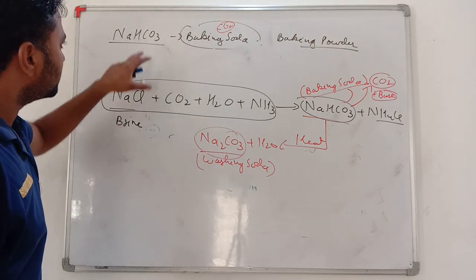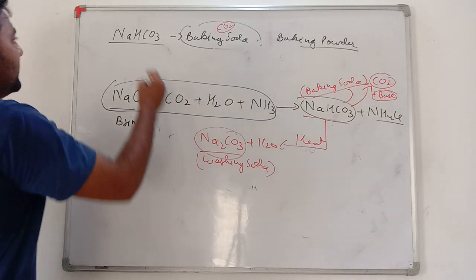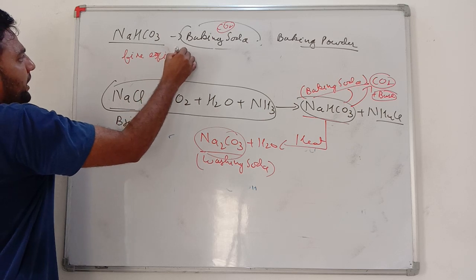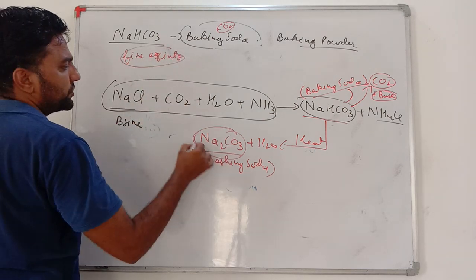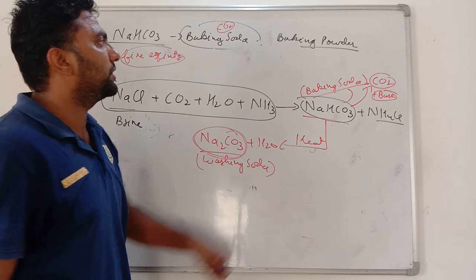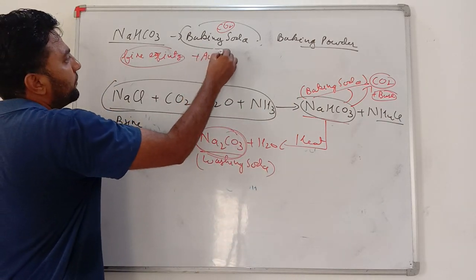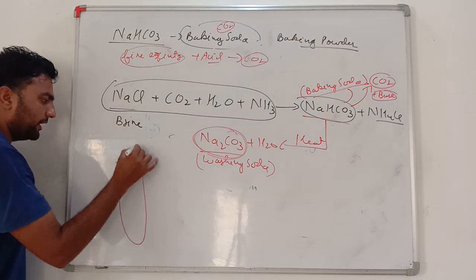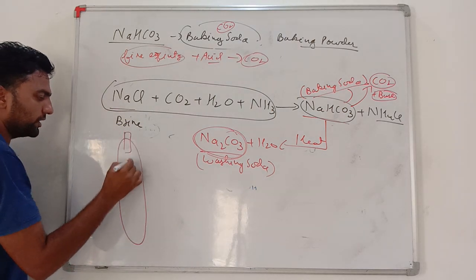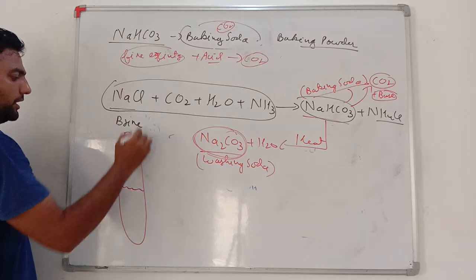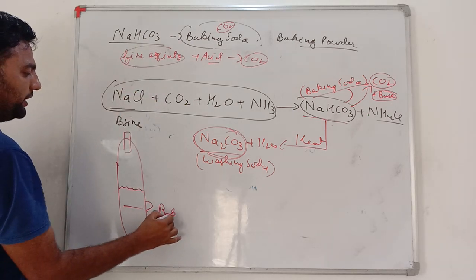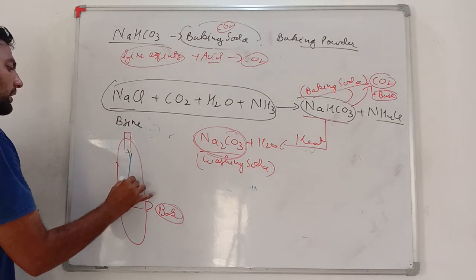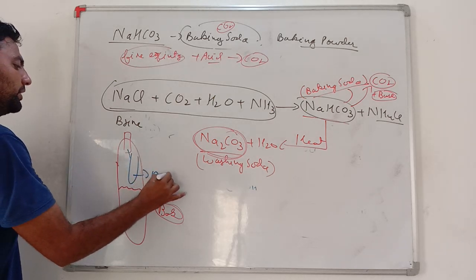Okay, my dear student, NaHCO3 baking soda is also used in fire extinguishers. Why? We know Na2CO3, metal carbonate, and NaHCO3, whenever they come in contact with acid, give carbon dioxide, yes or no? So what is that? If this is a bottle of fire extinguisher and NaHCO3 baking soda is being put into it, the thing is that along with it there is a thread, and in a tube acid is being put into it.